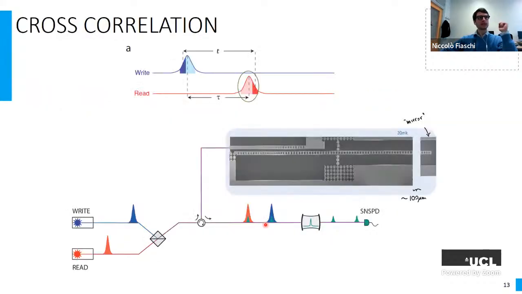The first experiment we have done is a cross correlation. Cross correlation means that you send a write pulse to create one excitation, and then you remap it, and then you look at the G2, so the correlation between the two fields.